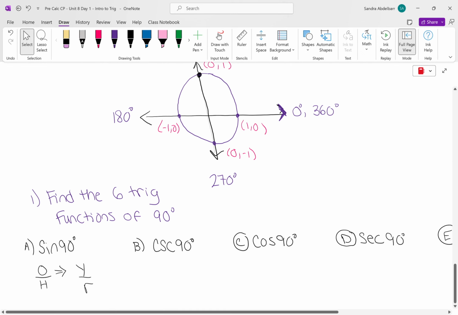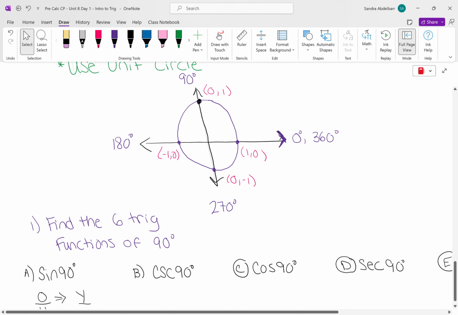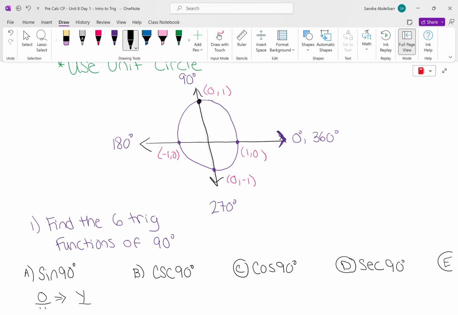So if we're using the unit circle, we go to the 90 degrees. At 90 degrees, do we all agree the point is 0, 1? Well, every coordinate is x comma y. And because we're on the unit circle, what is the radius? How long is the radius from the center to any point on the circle? 1 unit long, because it's the unit circle. So the radius on the unit circle is always 1.